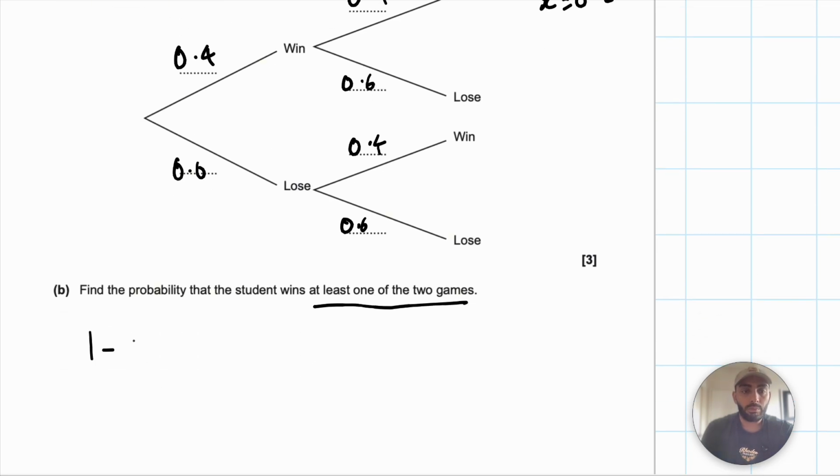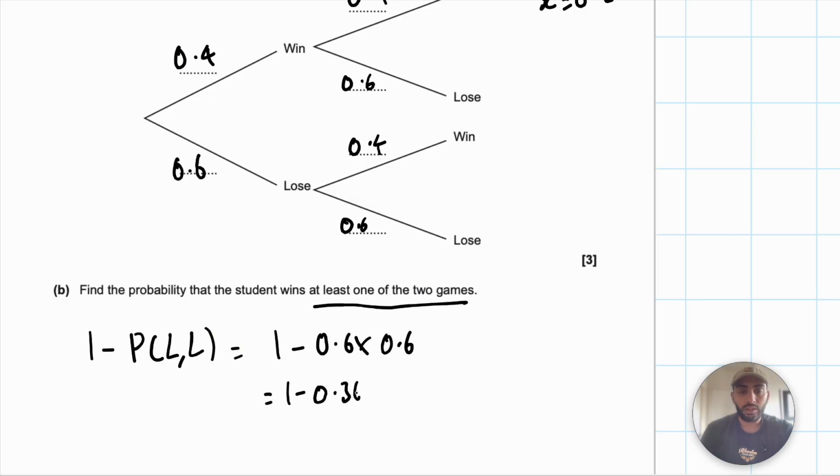So we're going to do 1 minus the probability of lose, which is 1 take away 0.6 times by 0.6. 0.6 times 0.6 is 0.36. That leaves me with an answer of 0.64.